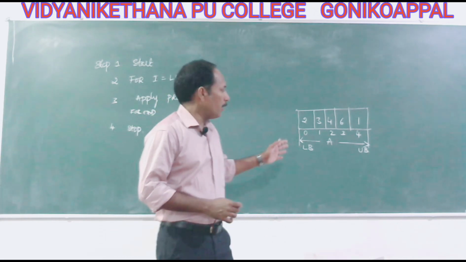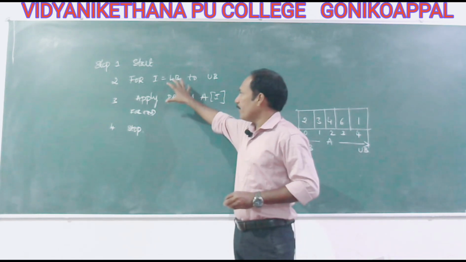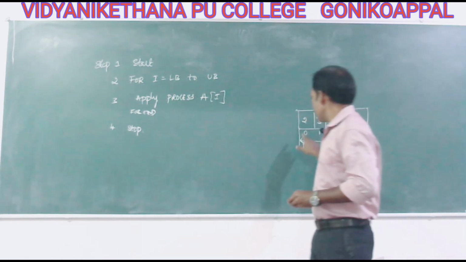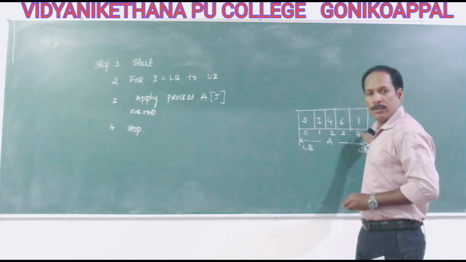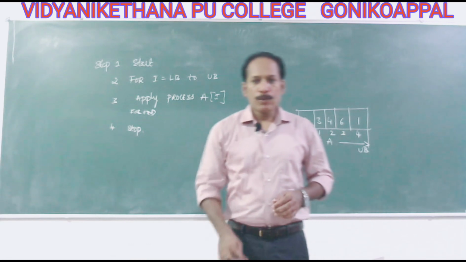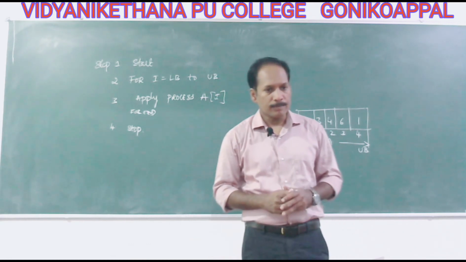So this is an algorithm. It's in the textbook, you can copy it, but remember that here we have to start with the lower bound and go to the upper bound. Like this, you can start from 0 until we go to the last element. So that is traversing. Traversing is a process of visiting each element exactly once to perform some operation.